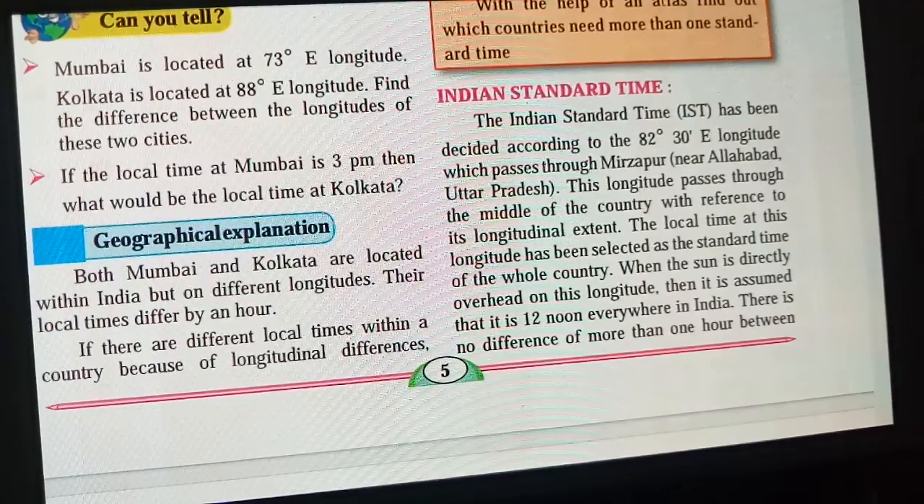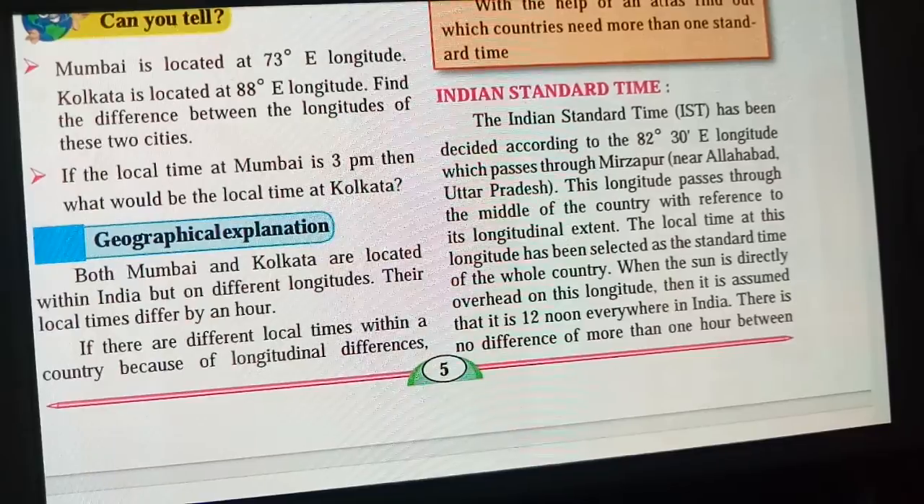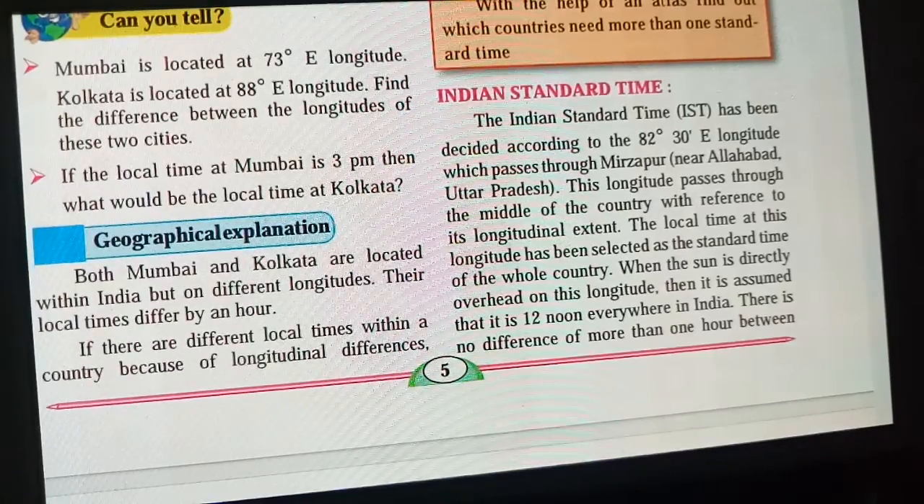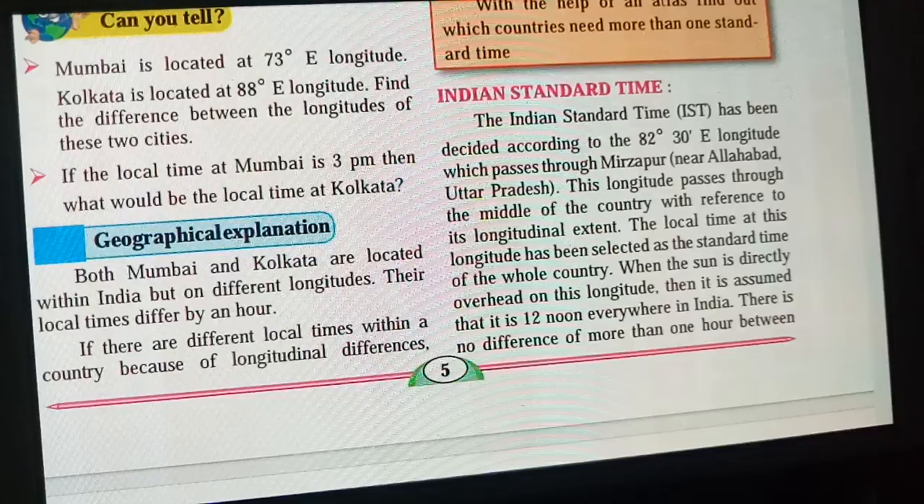Now we'll see Indian Standard Time. The Indian Standard Time, IST, has been decided according to the 82 degree 30 minute east longitude. So our Indian Standard Time is the line which passes through 82 degree 30 minute east longitude, and it is passing near Allahabad. It is in Uttar Pradesh.